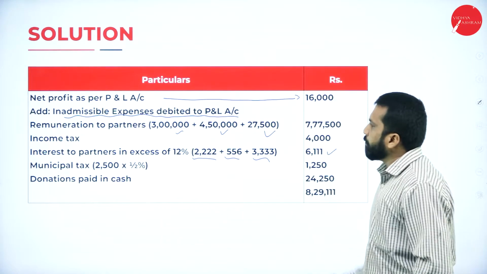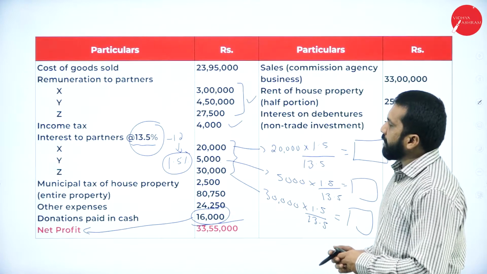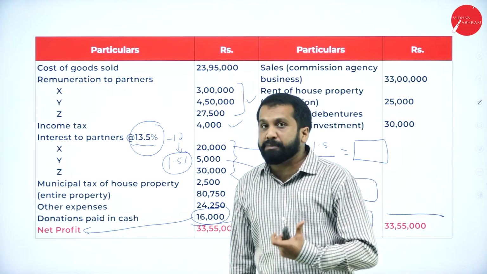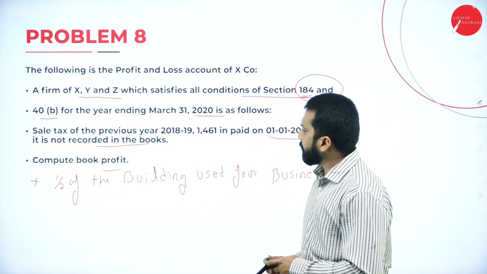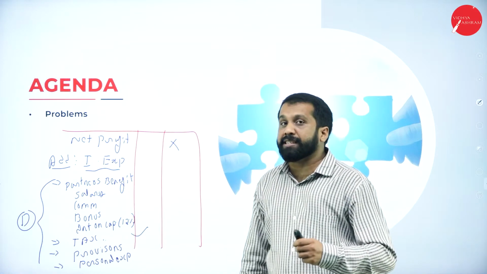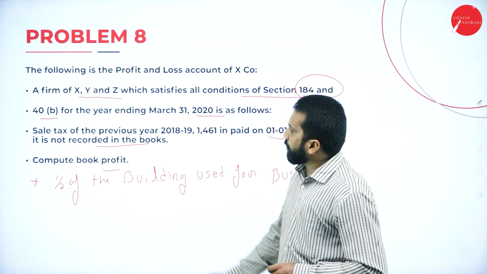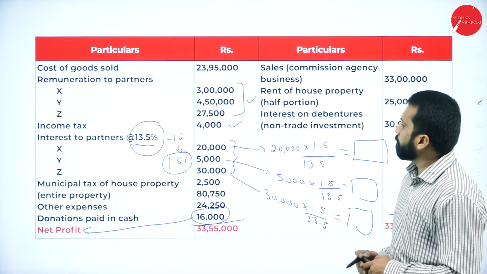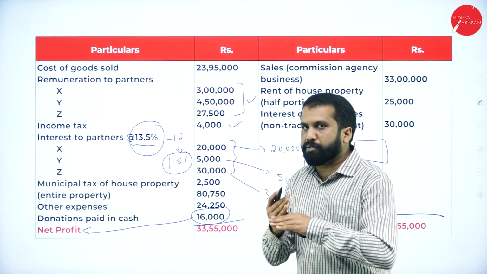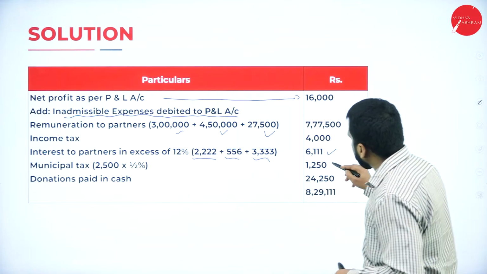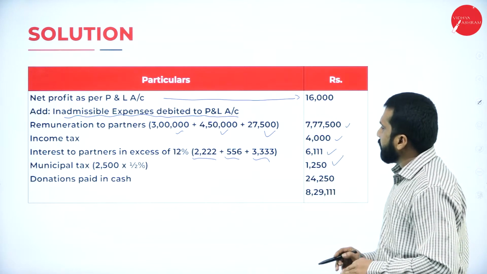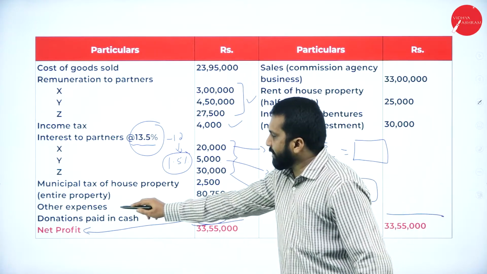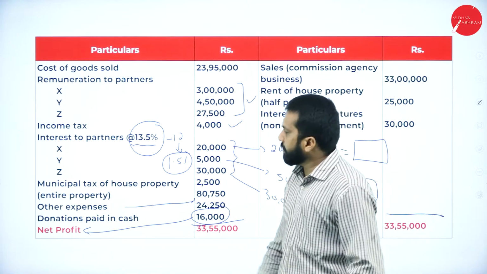Yes, good. Now, municipal tax. Again, as I told you, I can go back. Municipal tax of the house property. Any tax paid, we should consider. See your format. Any tax paid, we should consider. But in the adjustment, they have given half of the building used for business. So how much do we have to take? Only half in this. 2,500. Half of the 2,500, 1,250. Yes. Up to this, hope there is no doubt. Then again come back. Municipal tax over, other expenses are part of the business.